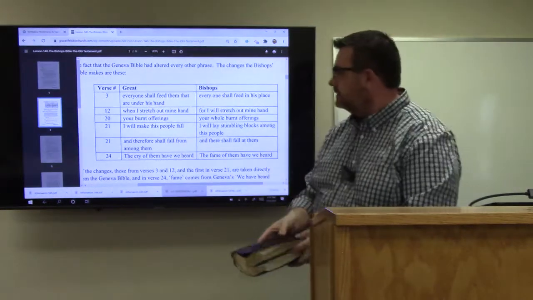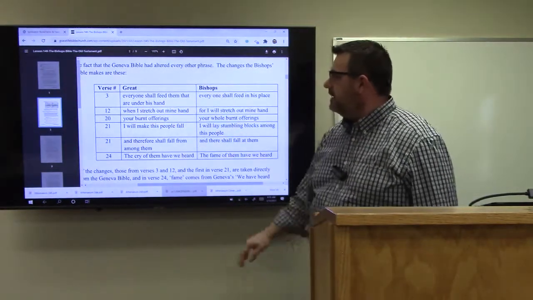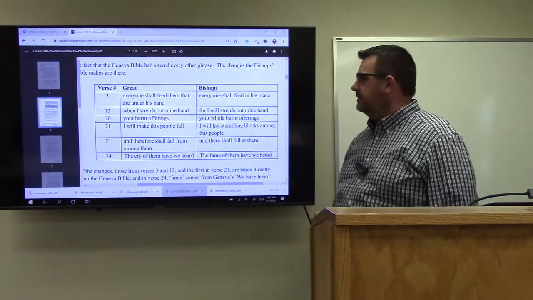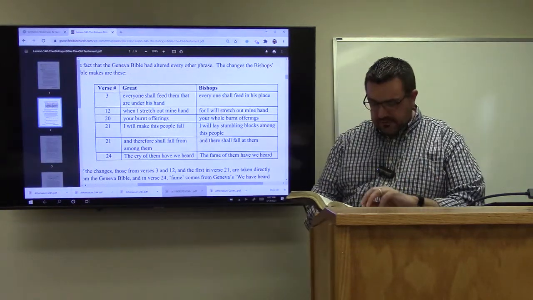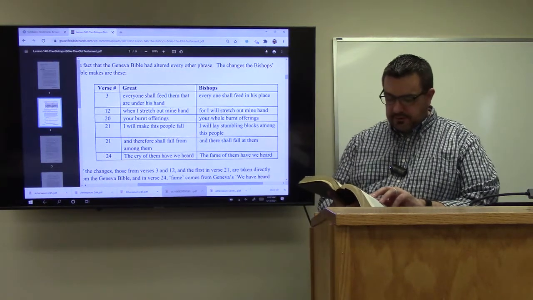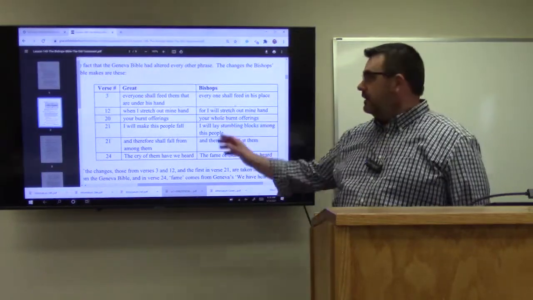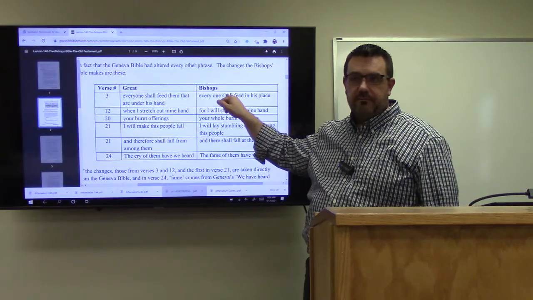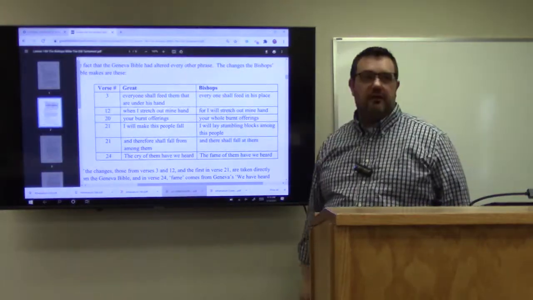Okay, so let's look at a few of these. Verse 3. The Great Bible: everyone shall feed them that are under his hand. The bishops changed that in verse 3 to: everyone shall feed in his place. So King James: the shepherds with their flocks shall come unto her. They shall pitch their tents against her round about, and they shall feed everyone in his what? Place. Okay? Is that the same reading there in the King James that the bishops had in verse 3? All right? So this is one of the instances where the Bishop's translators changed the Great Bible text.